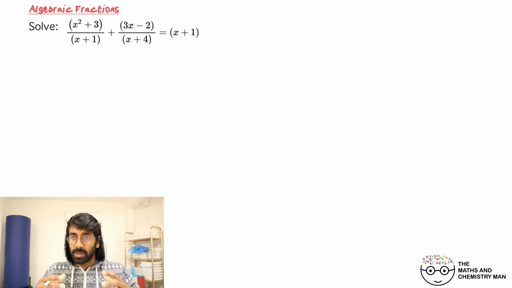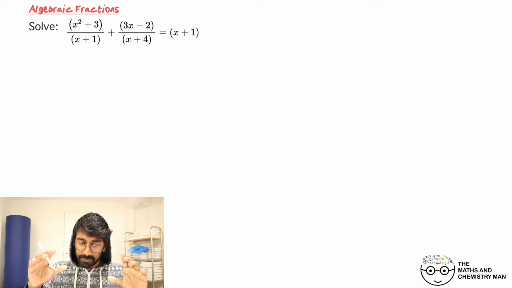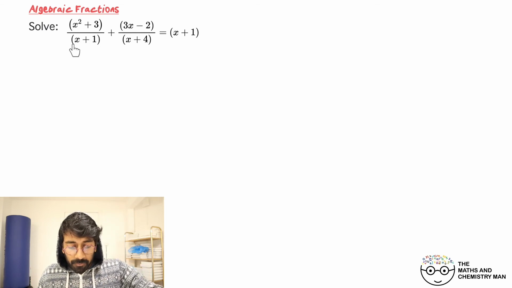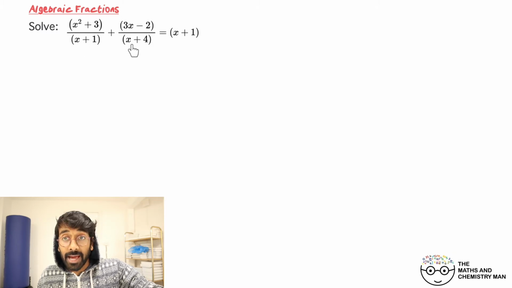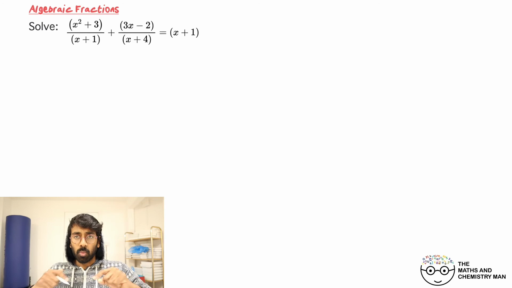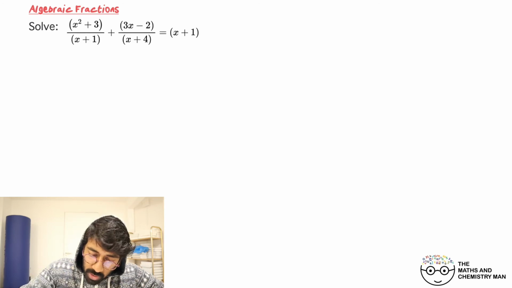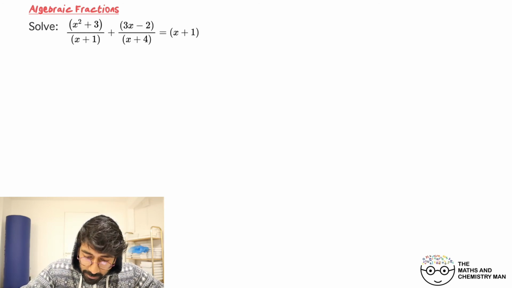And now that there was method number one. The second method we could do is this. We know that our denominators for our fractions here are x plus 1 and x plus 4. So what you could have done is this. We could multiply everything by x plus 1 and x plus 4.